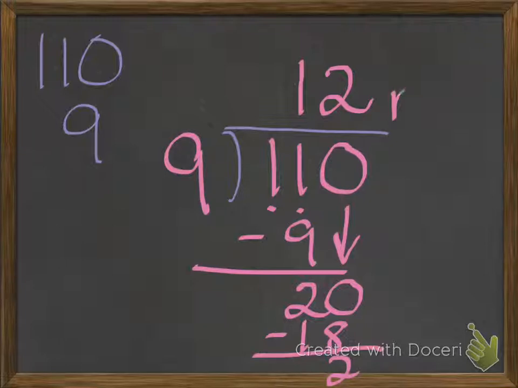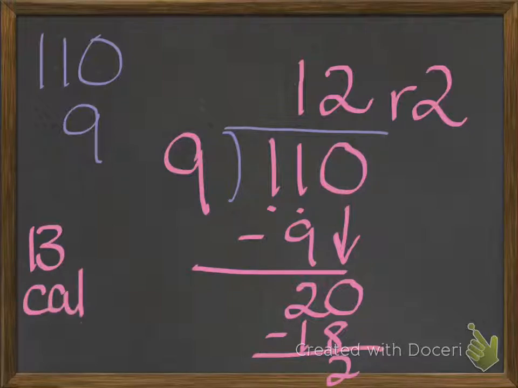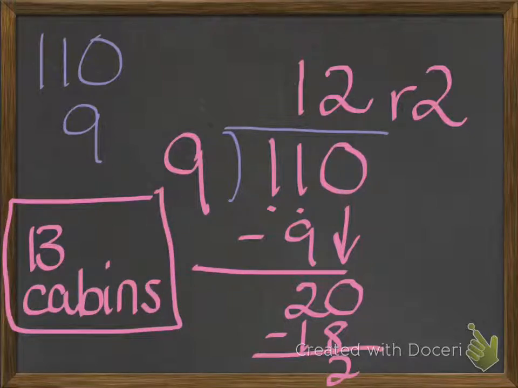So I can have 12 cabins, but that means that 2 people are going to be left out of a cabin. And if I just left it like that, then that would mean that 2 people have to sleep outside in the rain, and that wouldn't be fun. So I'm going to think about what is reasonable. It wouldn't be reasonable for 2 people not to be in a cabin, so therefore I need 13 cabins. That's a reasonable answer, an answer that makes sense. Okay, 12 would not make sense.